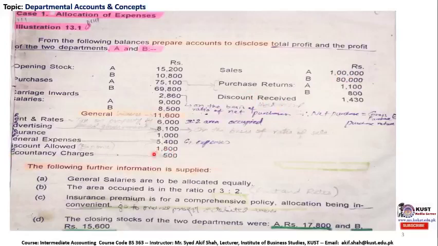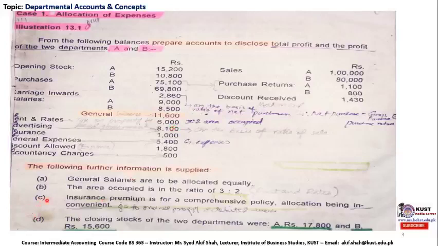Accountancy charges are overall your accounting department charges. Further information tells us that the journal salaries are to be allocated equally, like these 11,600 to be divided equally between A and B. The area occupied is in the ratio of 3:2. This area data belongs to our rent and rates. It helps us to divide the total amount of rent, which is 6,000, between department A and department B.